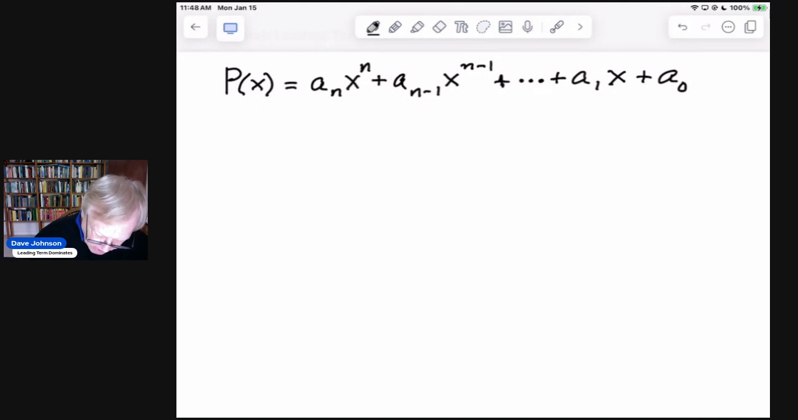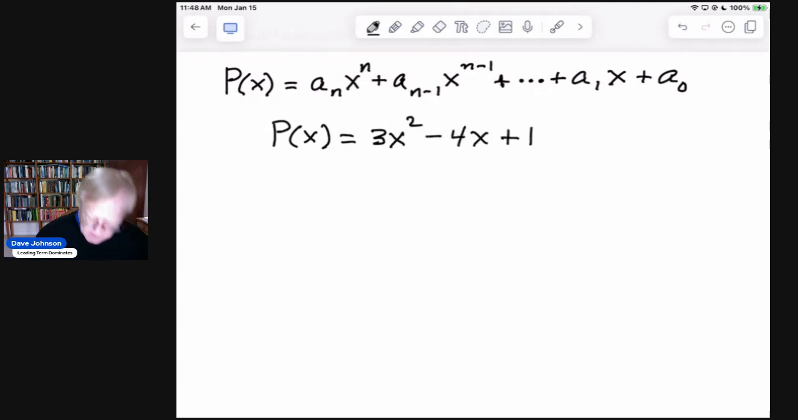Let me give you an example of a typical polynomial. So p of x is, let's say, 3x squared minus 4x plus 1. So that's a quadratic, second degree polynomial. Second degree because the highest degree term has degree 2. This is degree 1, and the constant term is degree 0.